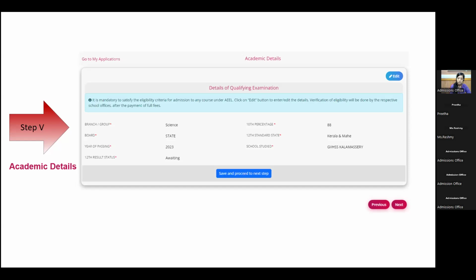So candidates who are writing your class 12th examination this year can give your class 12th result status as awaiting. Also, once your class 12th results are declared, you have to edit this and give the class 12th result status as published and enter your class 12th marks.